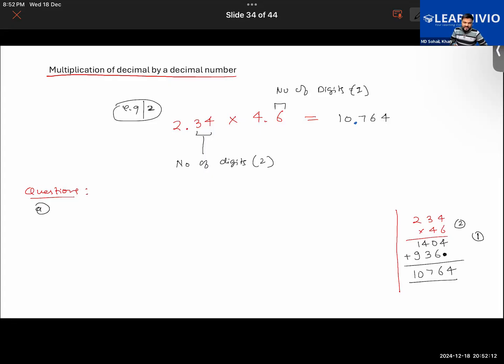Question A is such that suppose you have 13.75 and you are multiplying it by 5.5. Question B is you have 2.56 and you multiply it by 0.2. First do these questions and then we will continue further. Make sure to write down the question also while solving it.